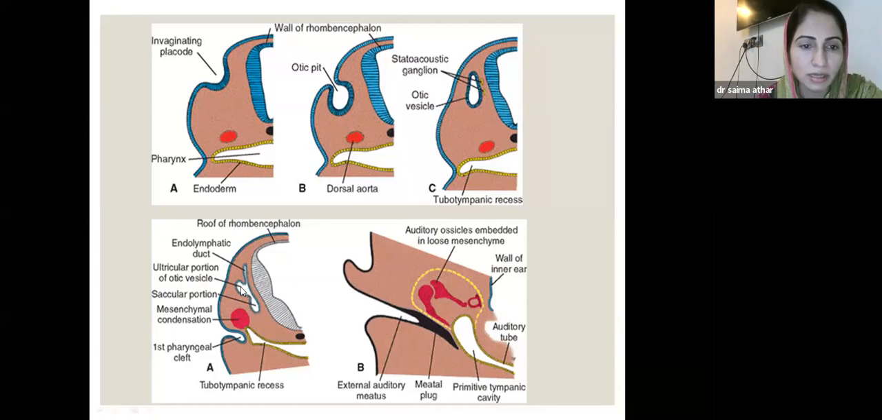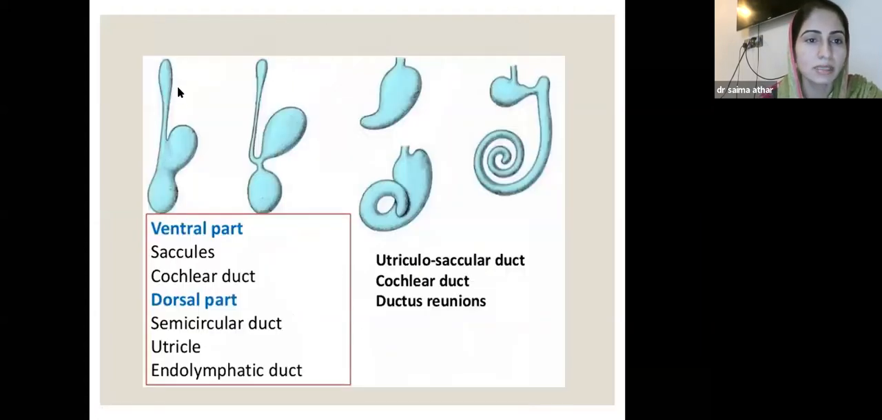Again, come to this picture. This is the ventral and the dorsal division. The ventral division is the saccular portion and the dorsal division is the utricle portion. First, we are discussing the ventral portion, that is the development of the cochlea. Okay? This is the otic vesicle or ear vesicle, which is detached from the surface ectoderm, and this has divided into a dorsal portion and a ventral portion. Now, concentrate on the ventral portion.